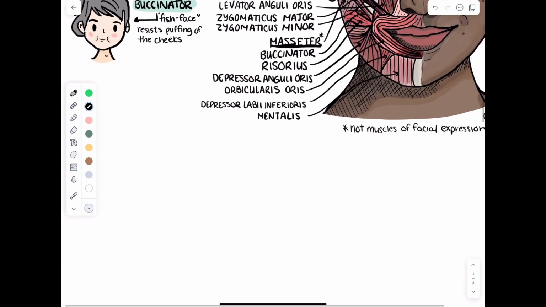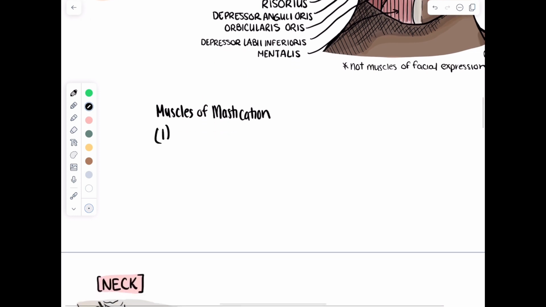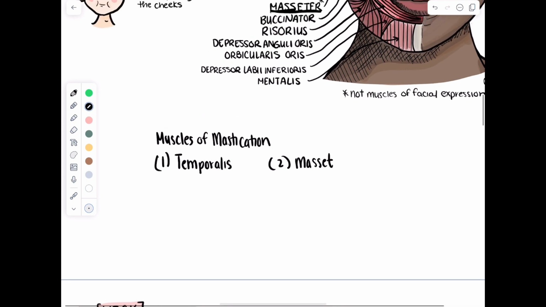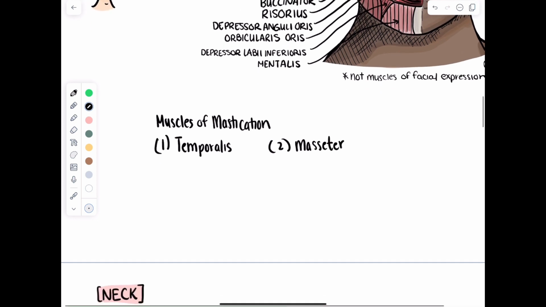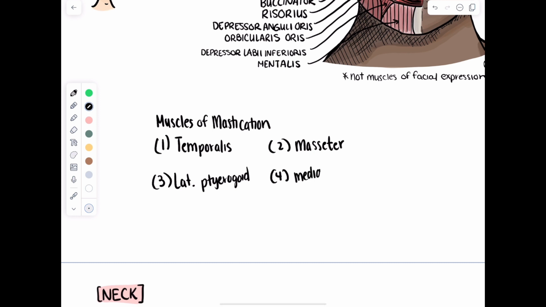And then we have 2 others. So the muscles of mastication, there are 4 of them. We have temporalis, we have masseter, and then we have the pterygoids. We have the lateral pterygoid, and in class I'll show you where that is, since in this diagram you can't see it. And we have our medial pterygoid.